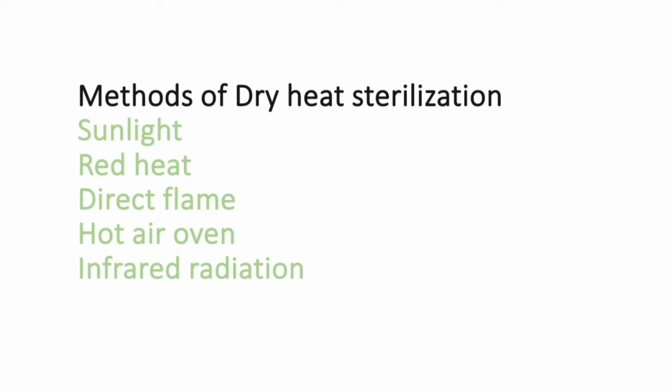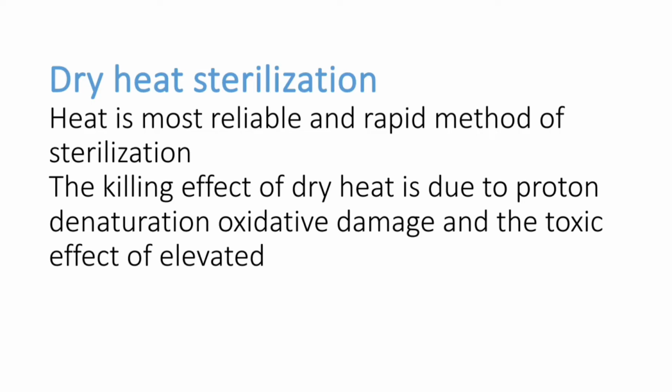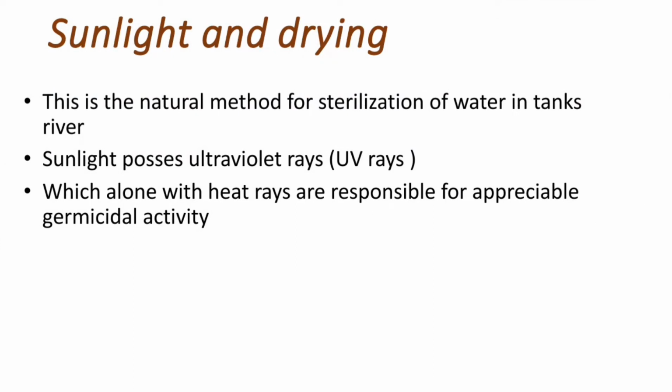There are some methods of dry heat sterilization, which are sunlight, red heat, direct flame, hot air oven and infrared radiations. Then we see dry heat sterilization. Heat is the most reliable and rapid method of sterilization. The killing effect of dry heat is elevated due to protein denaturation, oxidative damage, and toxic effects. Then we see the first method of dry heat sterilization, that is sunlight and drying.